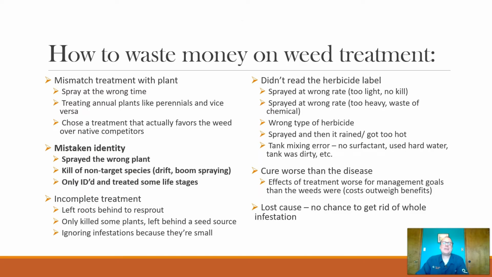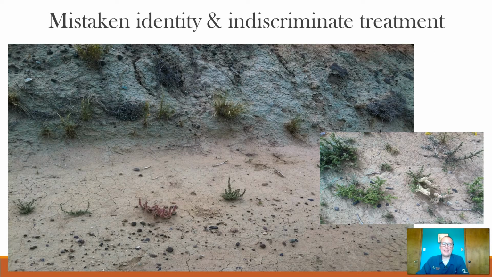So you have to kill that root system under the ground. So other ways to waste money on weed treatment: mistaken identity, spraying the wrong plant, killing off non-target species, potentially due to drift, which can happen with boom spraying, or only IDing and treating some stages of the life cycle of the plant. Here's a case of mistaken identity and indiscriminate treatment.